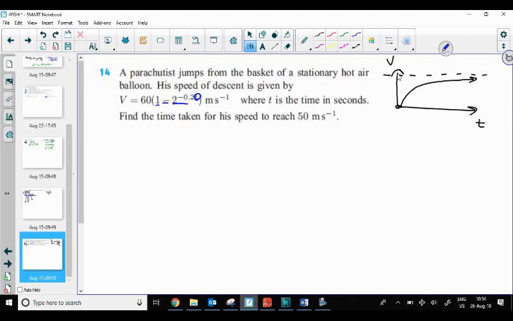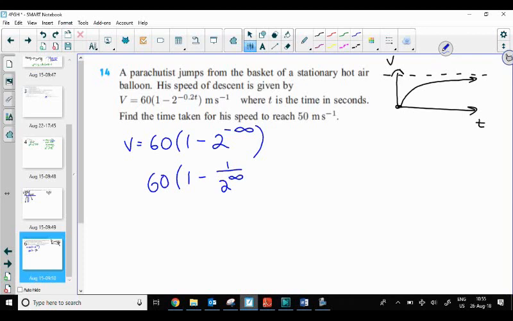And as time gets really, really, really large, our velocity is going to be 60 times 1 minus 2 to the infinity. Okay, I'm going to write this in here. That's not technically correct, but for simplicity's sake, I'll write that for right now. That's my very, very large t value. And this is 60 times 1 minus 1 over 2 to the infinity. We've talked about this. This is essentially a 0 here. So we have 60 times 1. So that horizontal asymptote should be at 60.